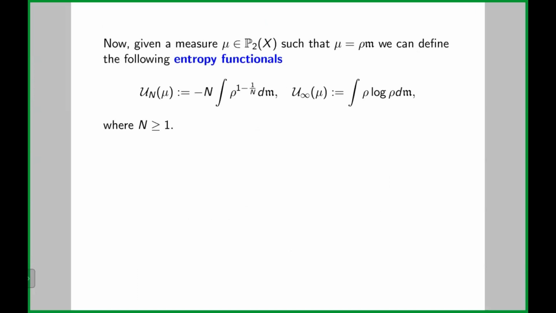Now, a couple more things that I will need. Given a measure mu in P2 of X, such that it's of the form rho times the reference measure, that is, the Radon-Nikodym derivative with respect to m is rho, we can define the following entropy functions. U_N of mu will be the integral of rho to the 1 minus 1 over N multiplied by minus N. And we also have U infinity of mu, which is the integral of rho log rho.